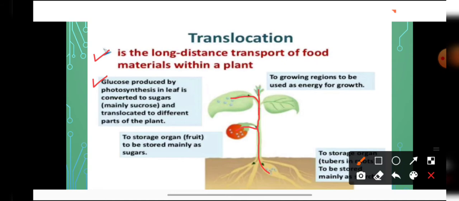And the pathway of the translocation is the phloem. So we can see here that the direction of translocation is in both directions, both upward as well as in the downward direction. Whereas the movement of water in case of xylem is only in one direction, the upward direction. But the movement of food materials takes place in both directions, upward as well as downward. So there is bidirectional translocation within the phloem.